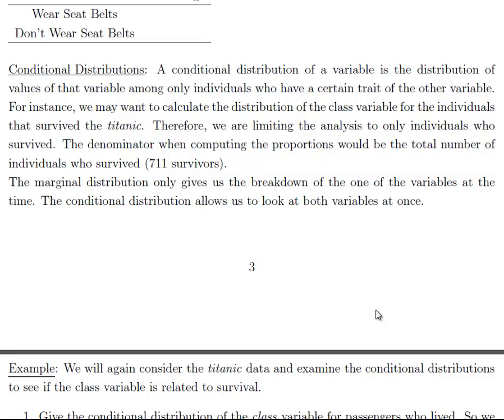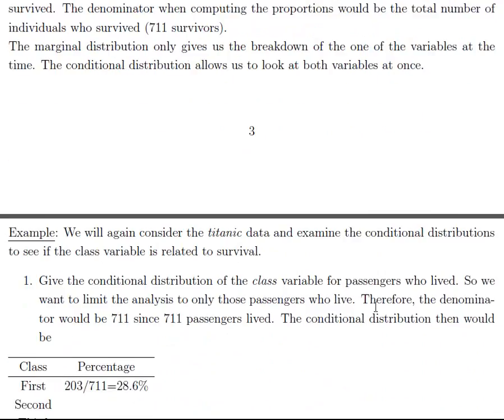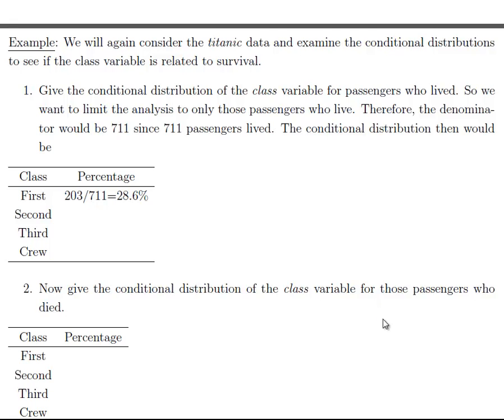So for instance, we may want to calculate the distribution of the class variable. So that means that we're calculating the percent that fall into each class, but we're only doing that for individuals that survive. So that would be the conditional distribution of the class variable for individuals that survive, or conditioning it on the survivalship. Okay, so we're going to go ahead and do that.